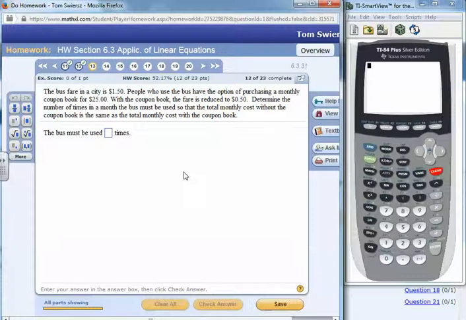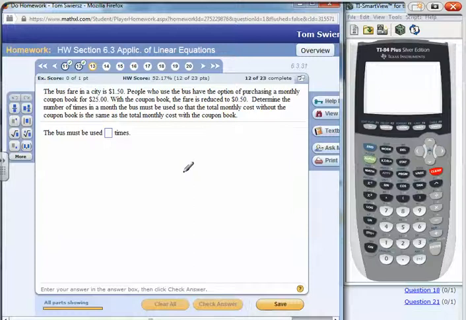The bus problem number 13. The bus fare in the city is $1.50. People who use the bus have the option of purchasing a monthly book for $25, and the fare is reduced to 50 cents. Not reduced by, but it costs 50 cents. Determine the number of times in a month the bus must be used so that the total monthly cost without the coupon book is the same as the monthly cost with the coupon book.